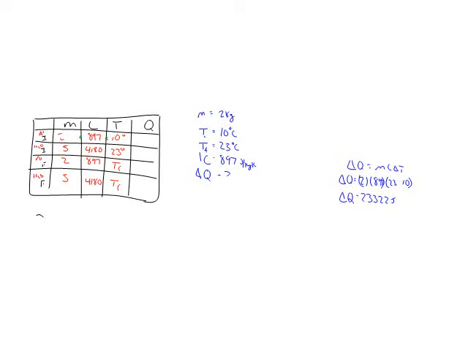So we have 2 times 897 times 10, 17940. Then 5 times 4180 times 23, 480700. Then we get to these ones with the letters in them. That's okay. Just include the letter TF. Same thing for this one, 920900 TF. Then we're going to go down the side here. Initial equals final. And rewrite it down here.